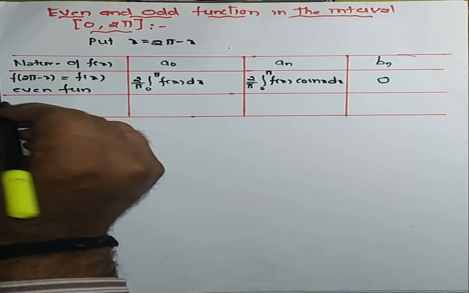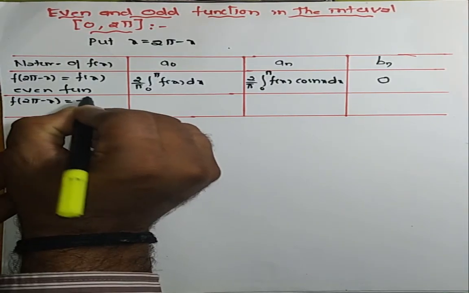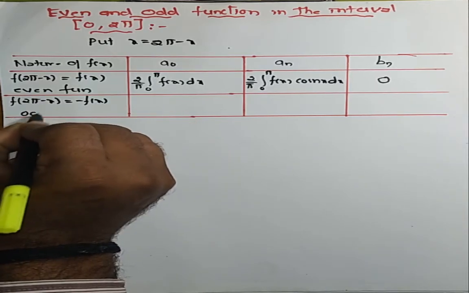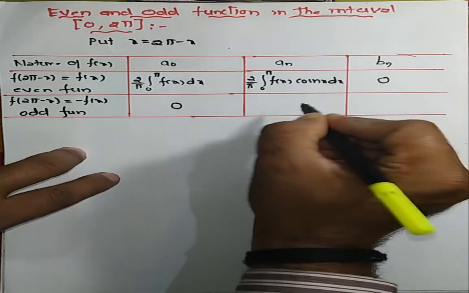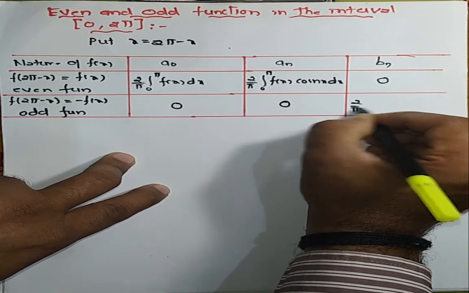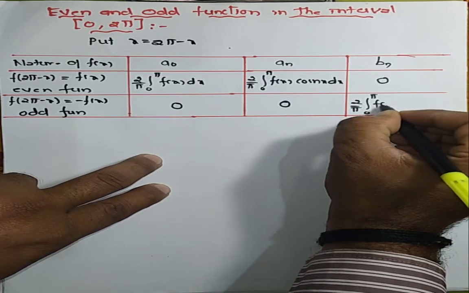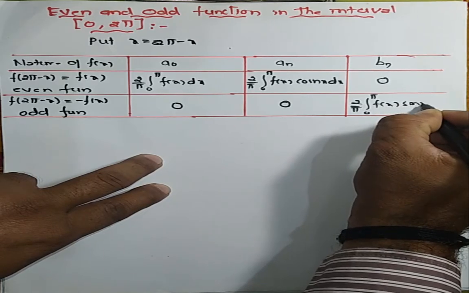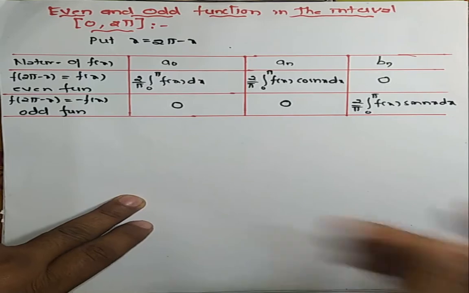And similarly, when you substitute 2 pi minus x and you get minus f of x, then the function becomes odd. So here a naught and an become 0, and you only need to find bn. The formula is 2 divided by pi integration 0 to pi f of x into sin nx with respect to dx.